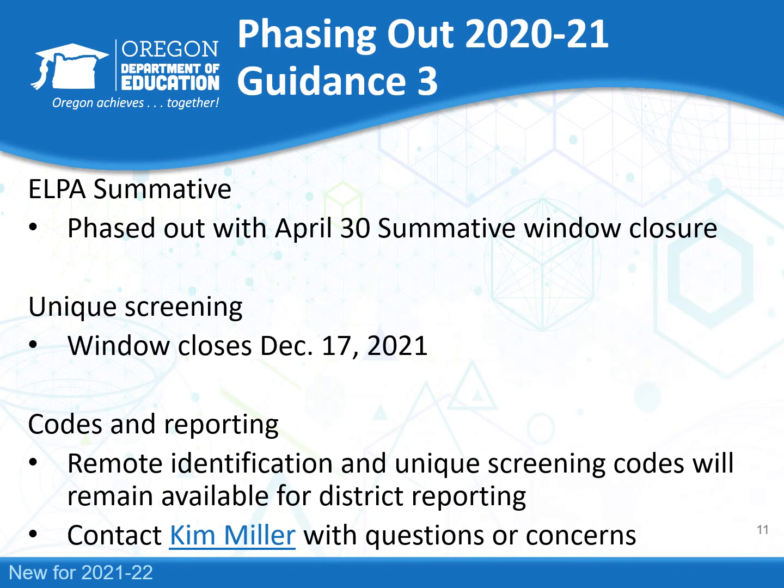The ELPA summative window closed on April 30th, 2021. The summative portion of the 2020-21 guidance is no longer relevant and has already phased out. Unique screening guidance will remain in effect through the end of the unique screening window, which is December 17th, 2021. The unique screening portion of the 2020-21 guidance will phase out at that time. Data and reporting codes referred to in the 2020-21 guidance will remain in place so that districts can accurately record and report student EL status and test scores.